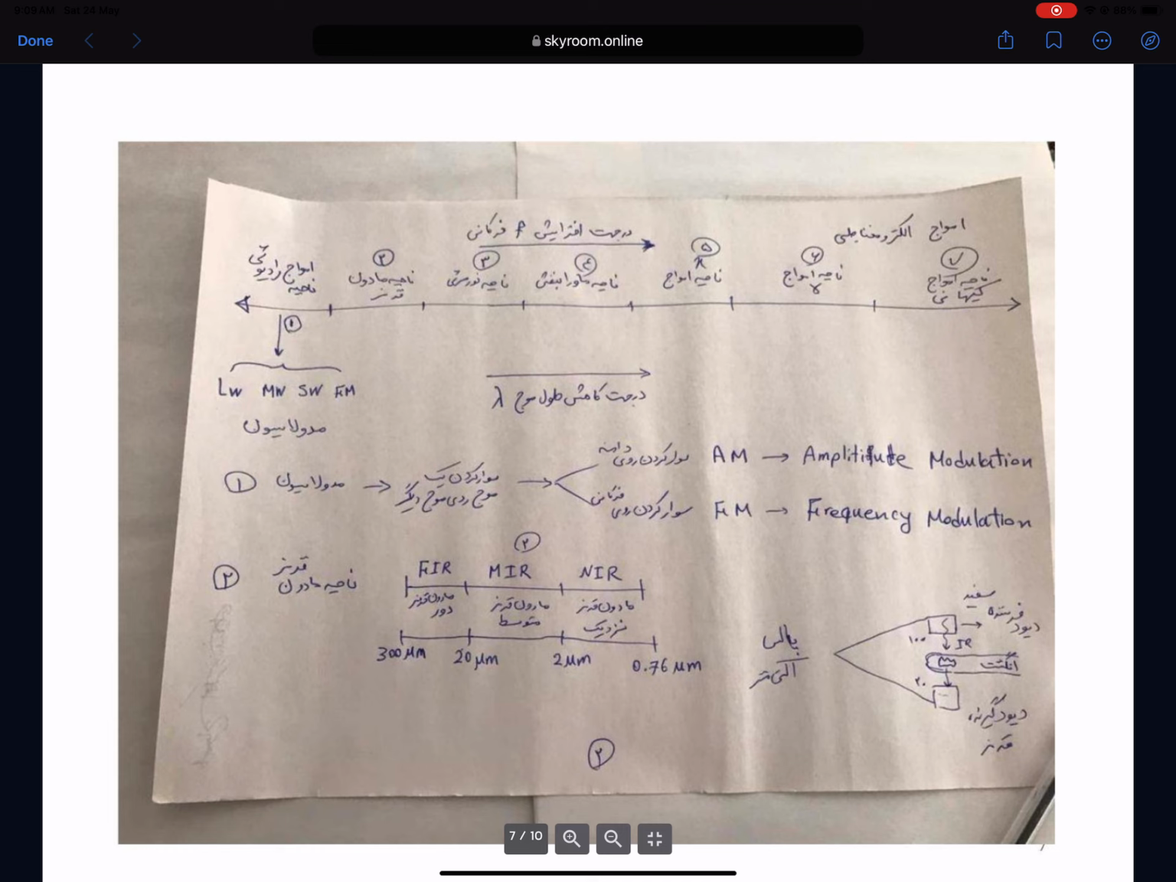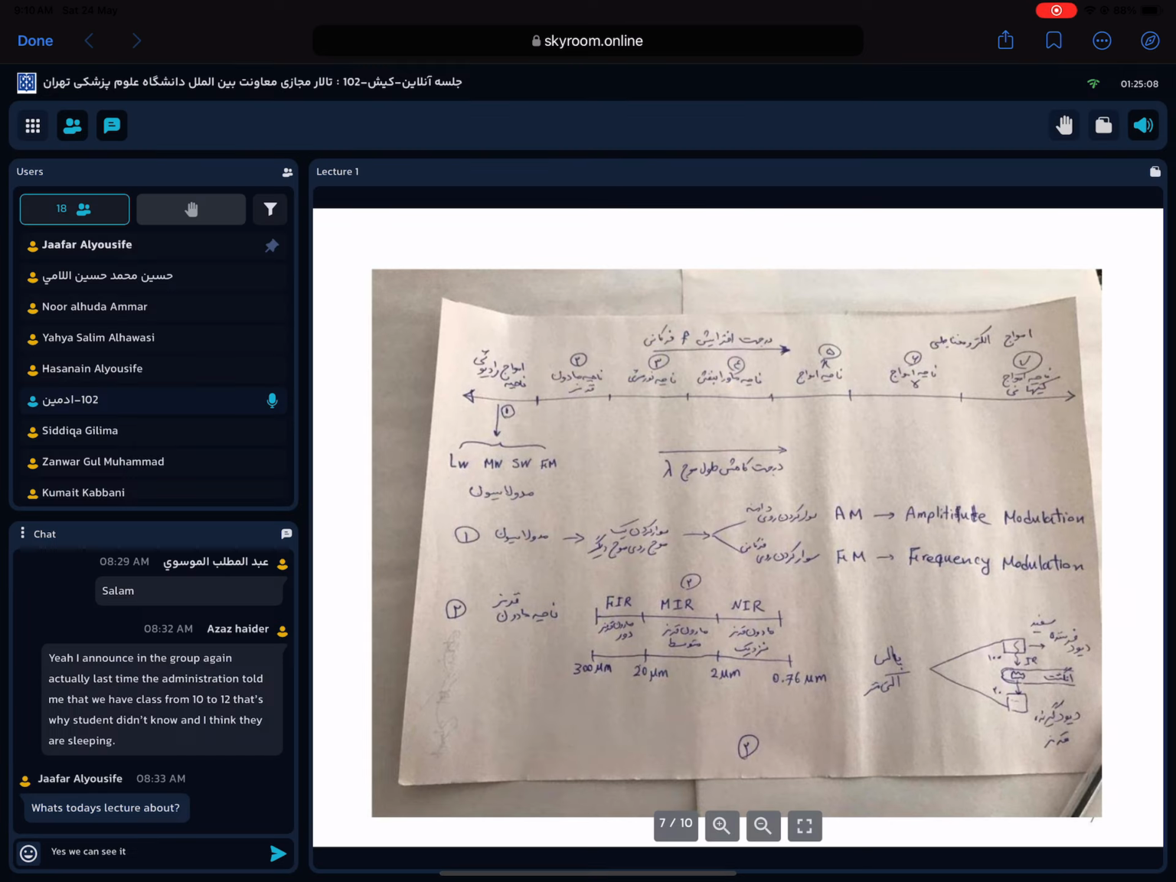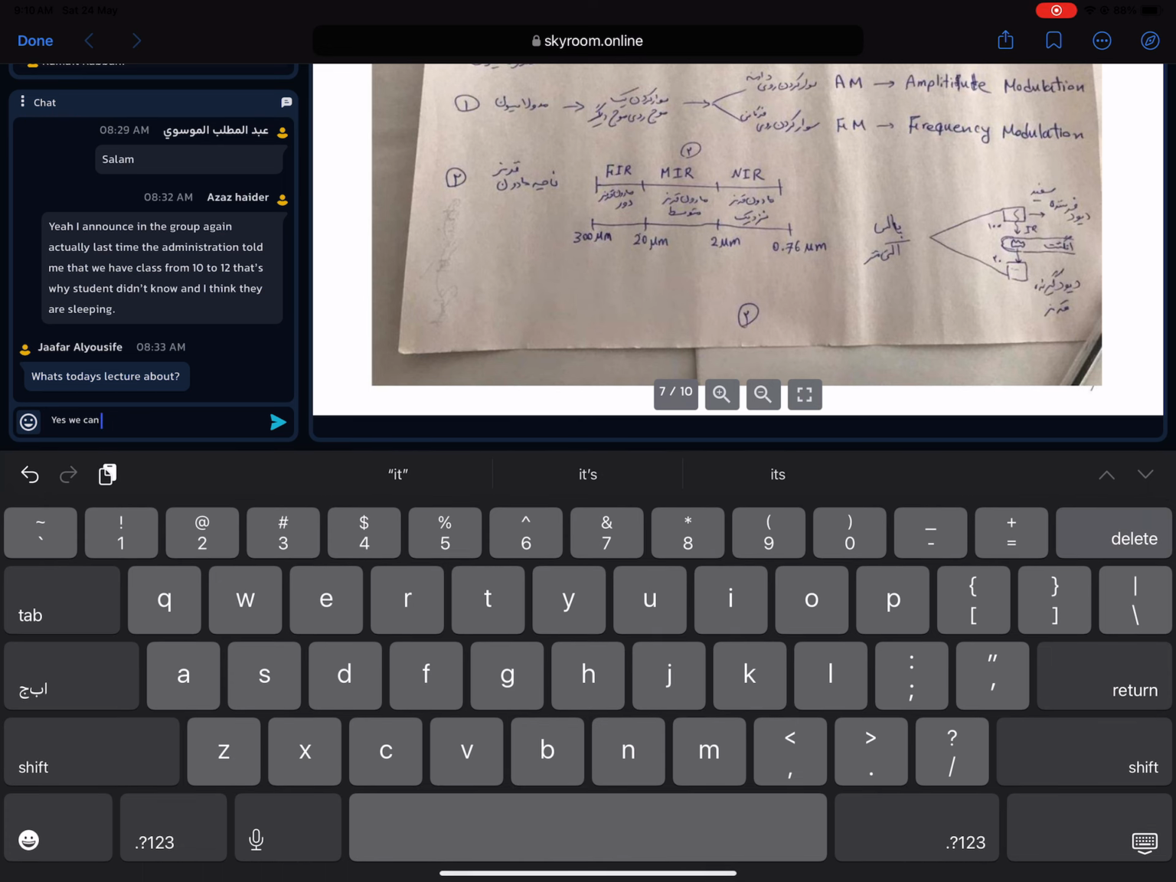So can you tell me which category has a higher frequency than the others? Between FIR, MIR, and NIR, the frequency of which one is higher? Of course, thank you very much. NIR, because NIR is on the right. And as I told you, when we go to the right, the frequency will be increased.